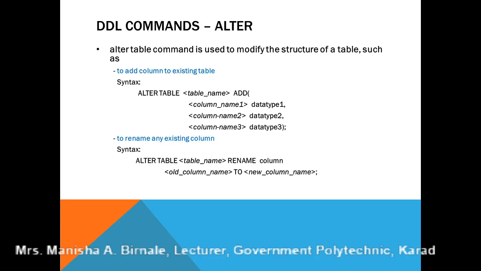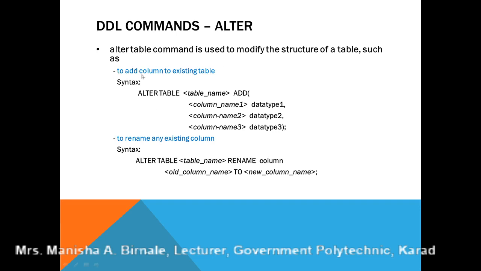The next DDL command, data definition language command, is alter table. The alter table command is used to modify the structure of a table. You can modify the structure of a table in various ways. It means you can add a new column to the existing table, or you can rename any existing column, or you can change the data type of an already existing column. Like this you can modify the structure of a table in various ways.